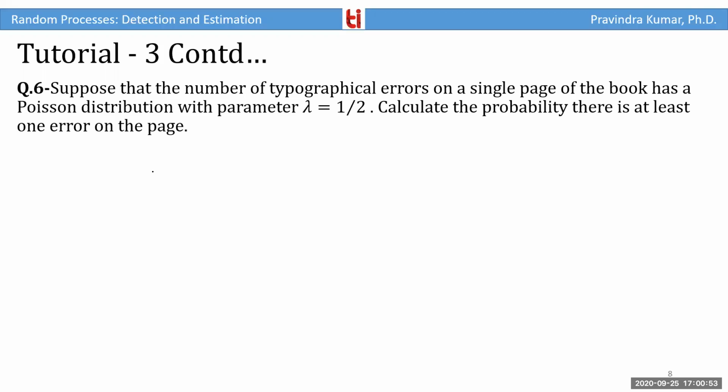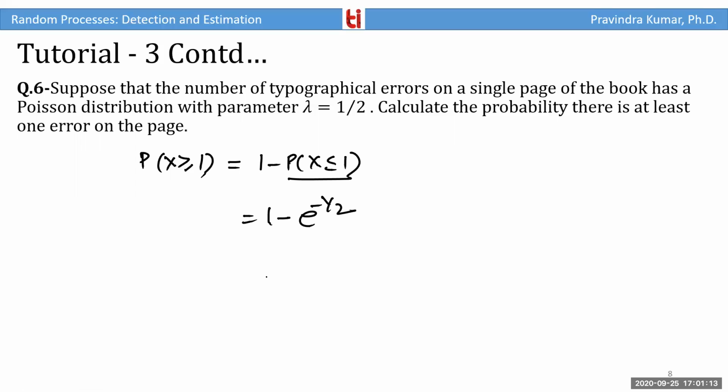So here, at least one error means minimum one. So it can be at least 1 or 2 or 3 or maximum. So I can write it as 1 minus P(x less than or equal to 1), and this is 1 minus e to the power minus lambda, with lambda 1 by 2. So it is approximately 0.393. So this is a simple case.